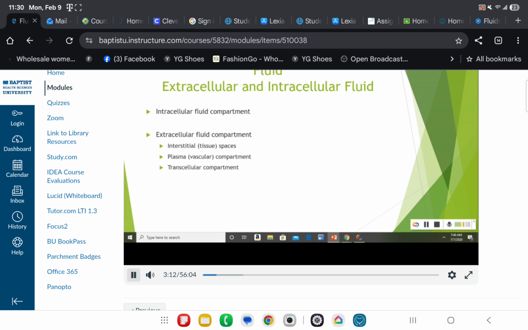Plasma is the fluid that your red blood cells are basically suspended in. And then we have what we call transcellular fluid. This is your fluid that's in your small spaces. It is also a type of ECF fluid.